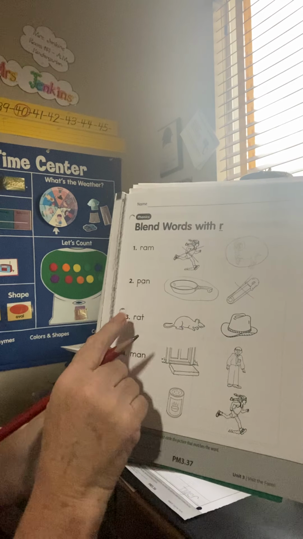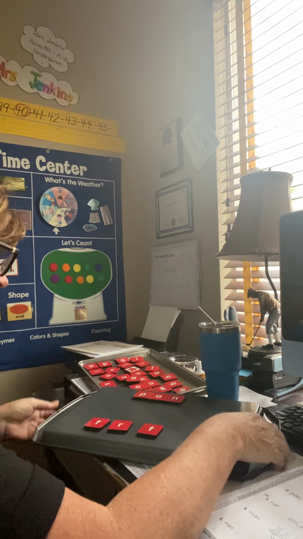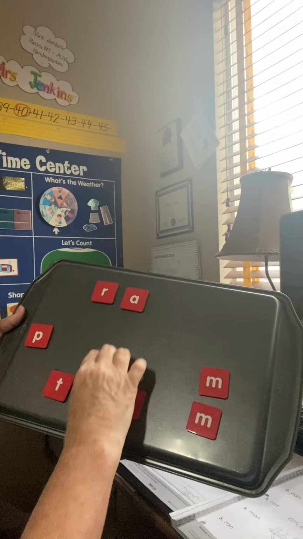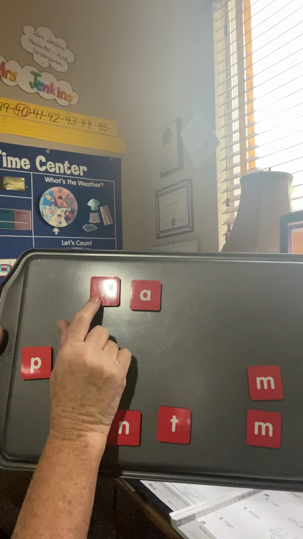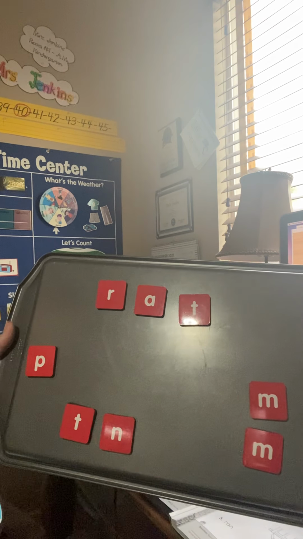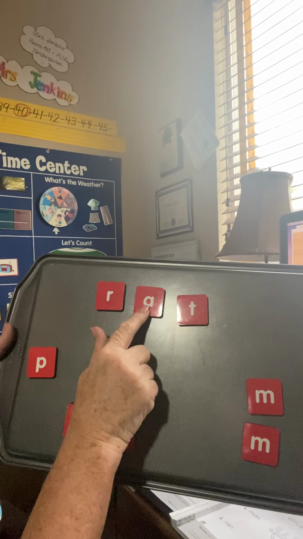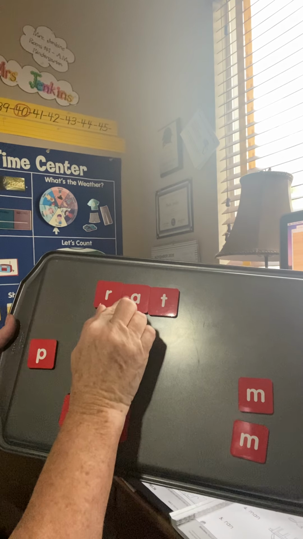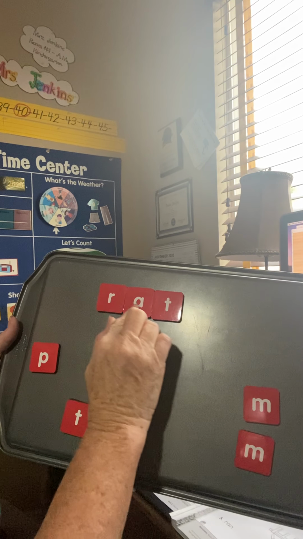Okay, the next one, I think you guys could do that without this, but I'm going to go ahead and use this because I like it. That one starts with an R. It's another R word. R. A says A, and T says T. R, at. Now let's push them together and try to blend the sounds. Pull the sounds together. R, at, rat.